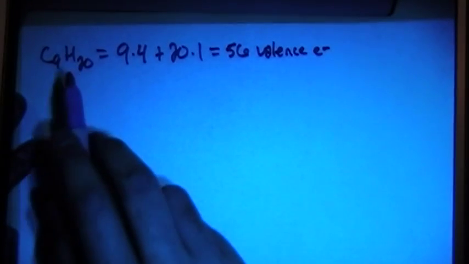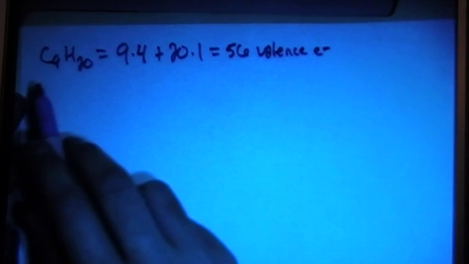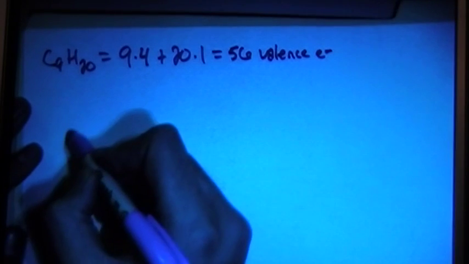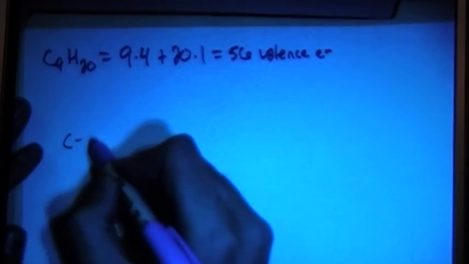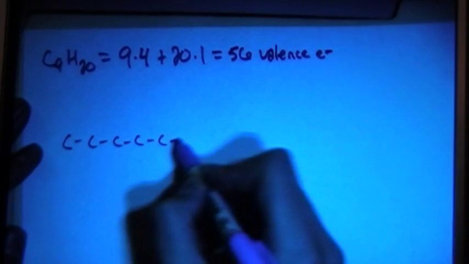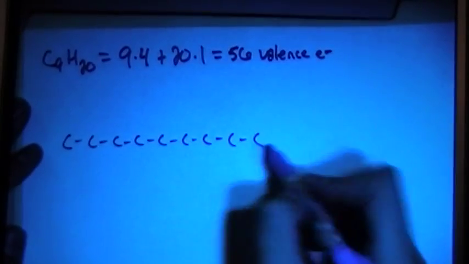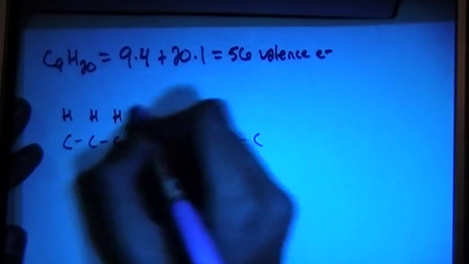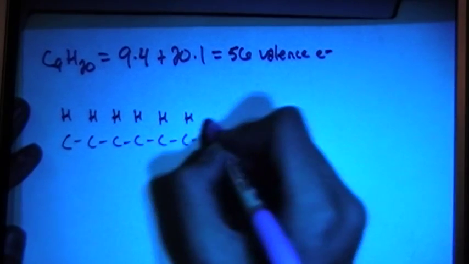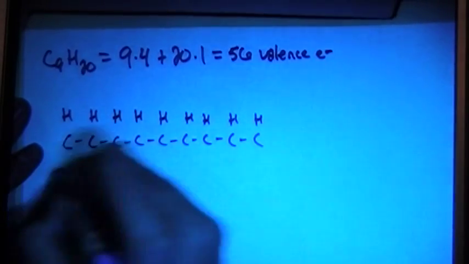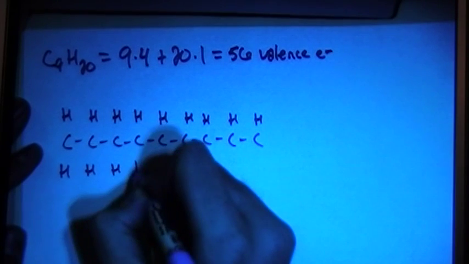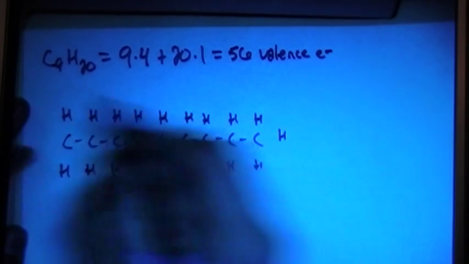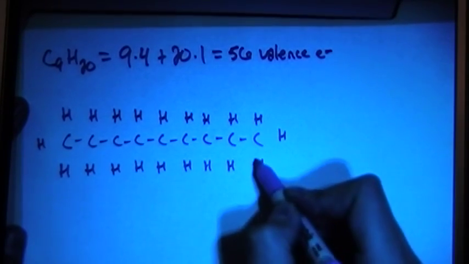Hydrogens cannot be central bonding atoms because they can only bond once. So that means that the carbons are going to have to be in the center bonding with everything else. So let's go ahead and draw out these 9 carbons. Kind of a lot. Okay, 9 carbons, and then we have the 20 hydrogens. Alright, so that's 20 hydrogens.